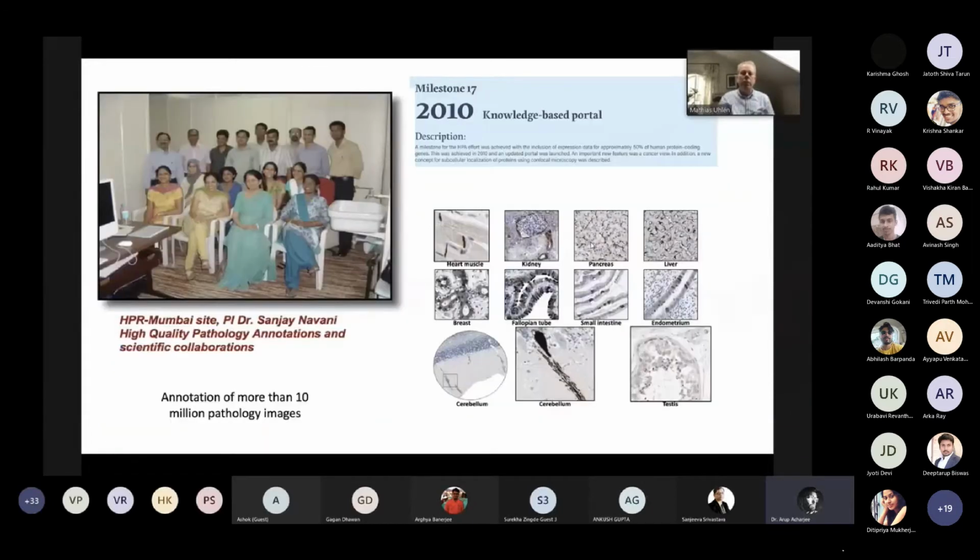But then we started a collaboration with Sanjay Navani and colleagues in Mumbai, and we set up a site in central Mumbai for high quality pathology annotations. And this has been a fantastic collaboration between the HPA and the Indian site. And the site in India has annotated more than 10 million pathology images. And I think that's the largest number of annotations in the world.